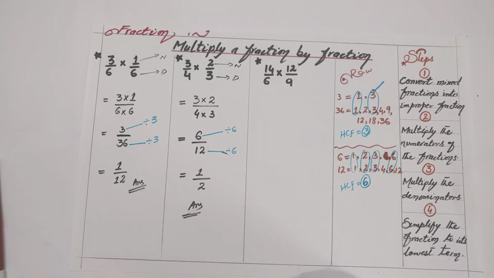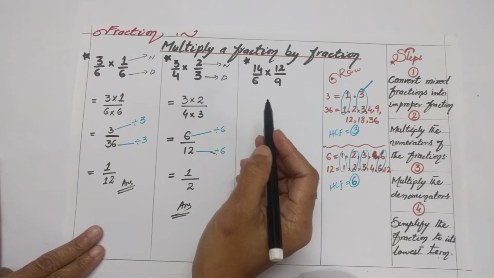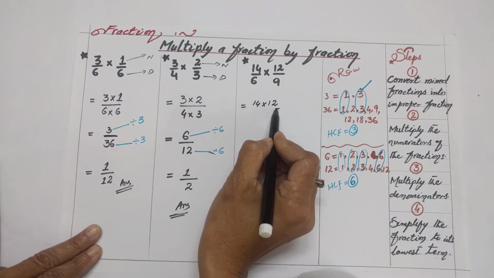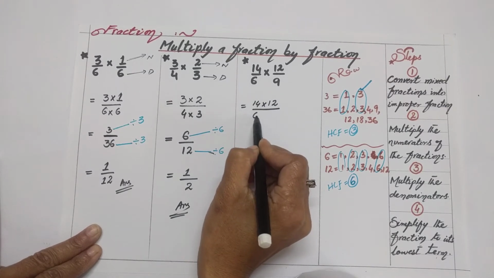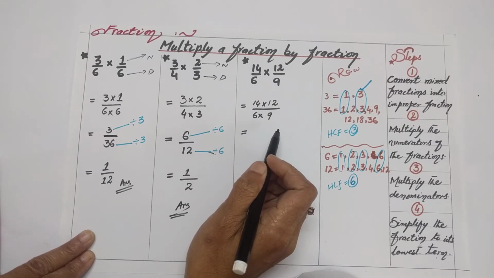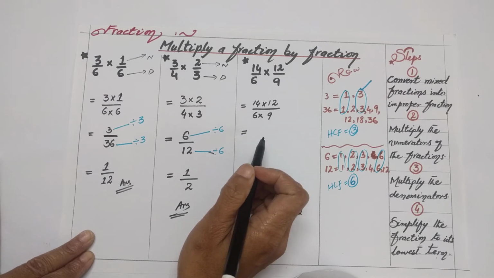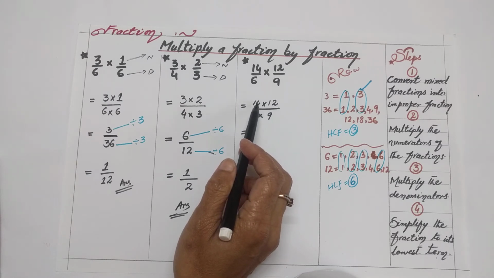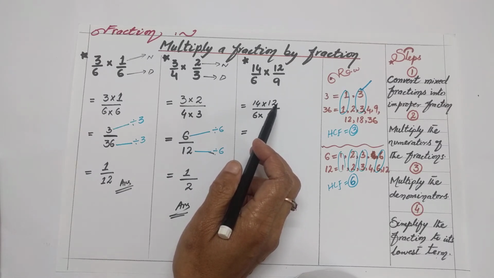Come to the third one. As third example is 14 by 6 multiplied by 12 over 9. So same method, multiply the numerator by numerator and denominator by the denominator. 14 and 12 are the numerators. Multiply the numerator by numerator and multiply the denominator by the denominator. So we have to multiply 14 by 12. As 14 multiplied by 12, the multiplication of 2 digit by 2 digit, is a lengthy process.